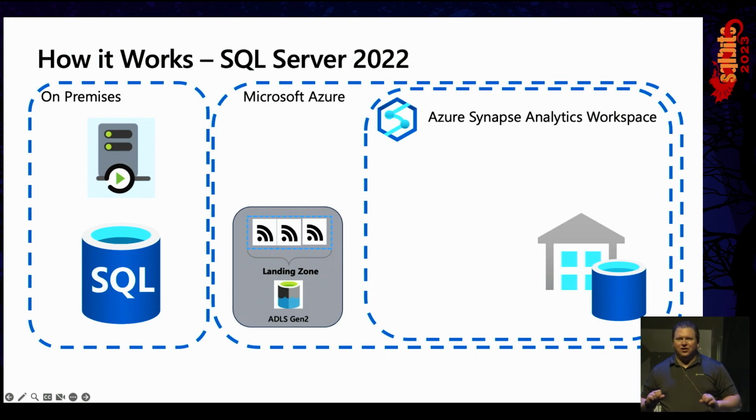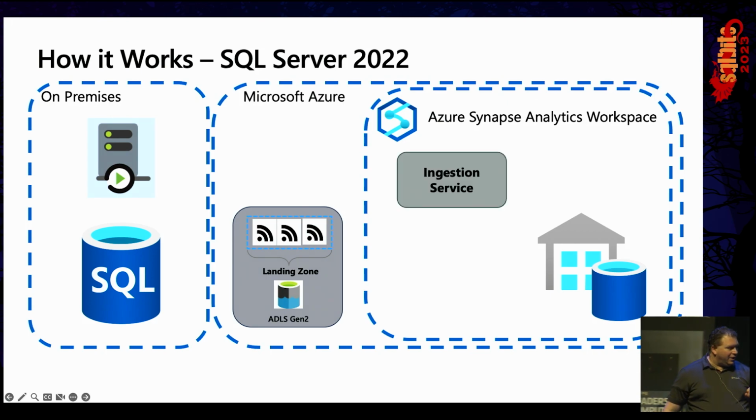Okay? So you don't have to have all the extra data movement handled, like if you had to open up ports to get to your blob storage or something, that you don't have to do that from the integration runtime machine. All right, then we have this little thing in the Synapse world called the ingestion service. This is where the magic happens on getting the data out of the landing zone into your dedicated pool.